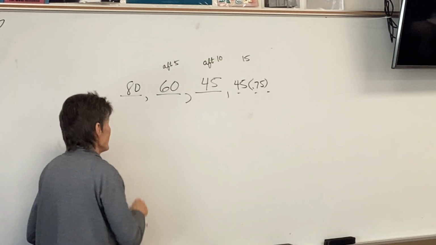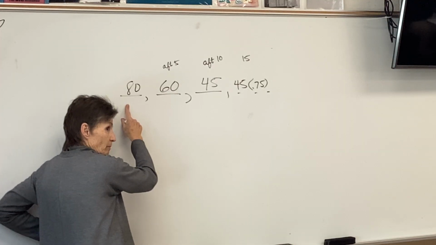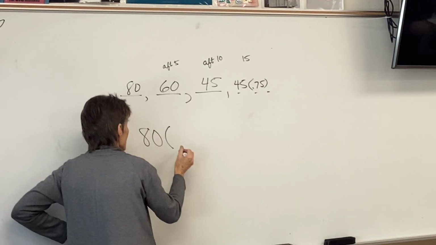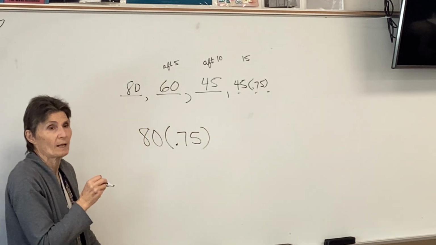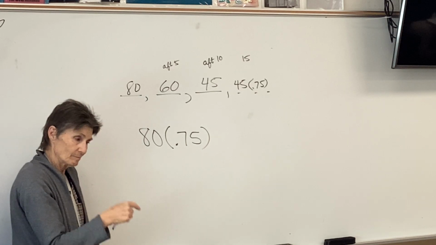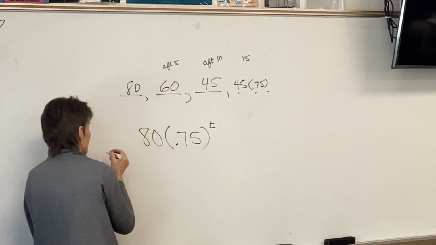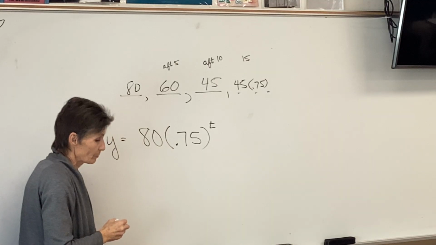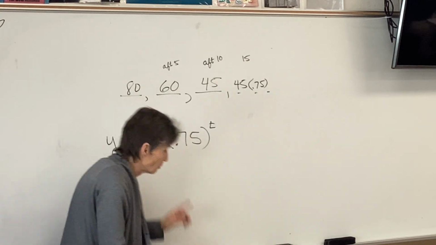And then if I want to write all this in a formula, what's 80? 80 is my initial value. So 80 times 0.75, because that's what we multiplied by to get a 25% decay. You've got to be careful though. What's wrong with that?